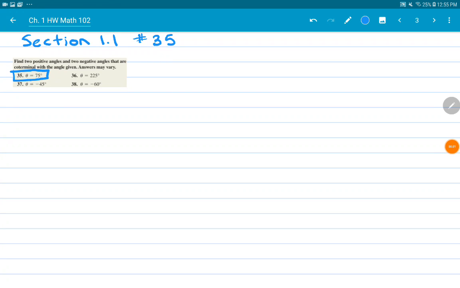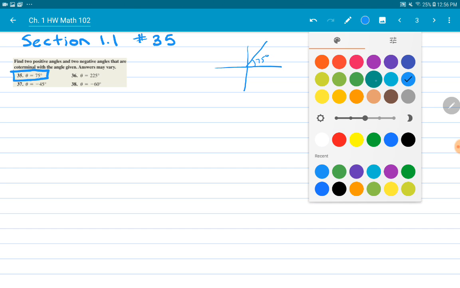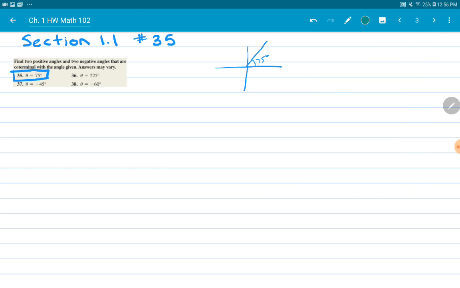In the section 1.1 homework, problem number 35, we're asked to find two positive angles and two negative angles that are coterminal with 75 degrees. So just to get a visual of what that looks like, if this is our 75-degree angle, two positives will look like an angle that starts at the initial positive x, that's our initial side, goes all the way around and still lands at the same place. So you can see that's 360 plus that 75.